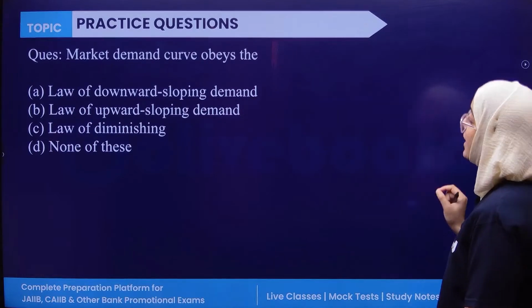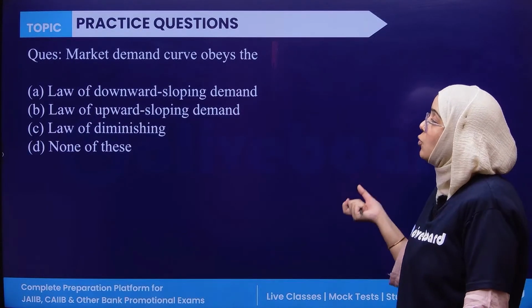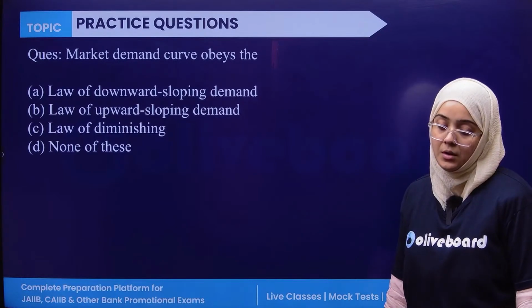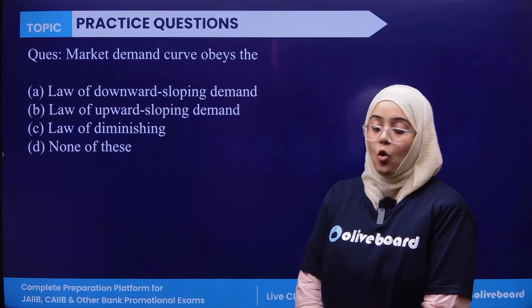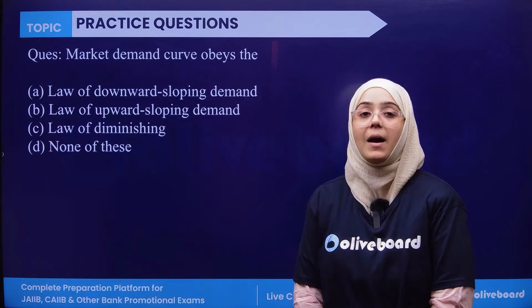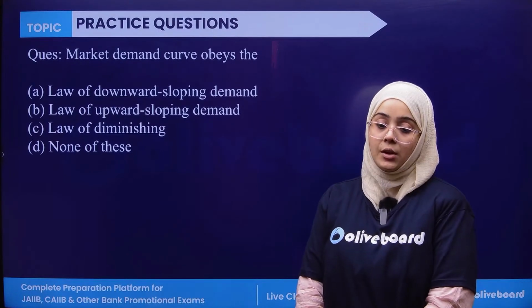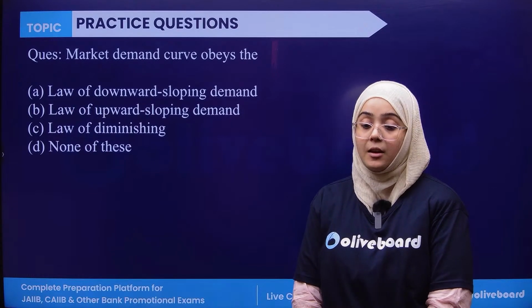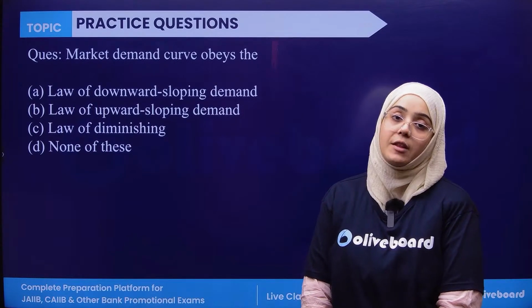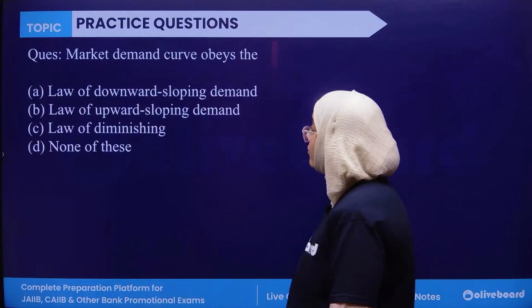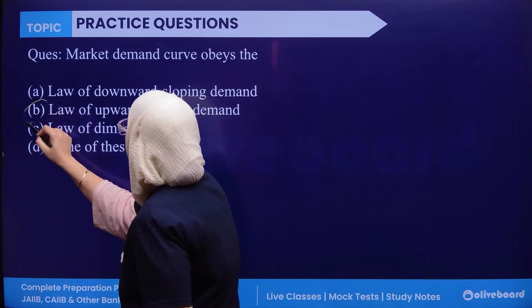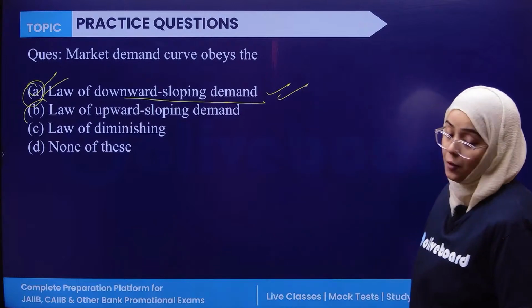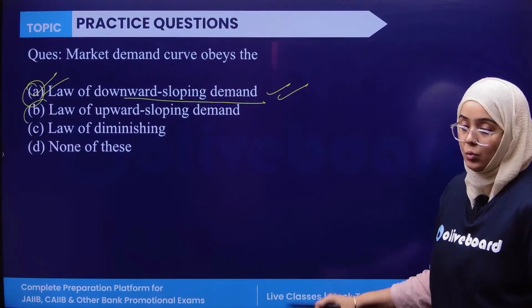Next, the market demand curve obeys the law of downward sloping demand, upward sloping demand, diminishing, or none of the above. What does market demand obey? The correct answer is obviously the law of downward sloping demand, because the demand curve is always downward sloping from left to right.